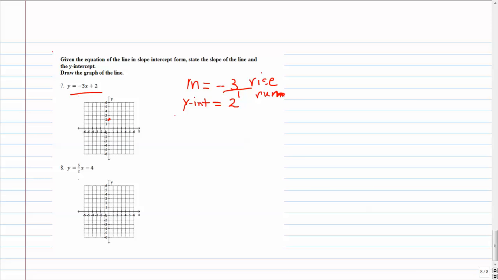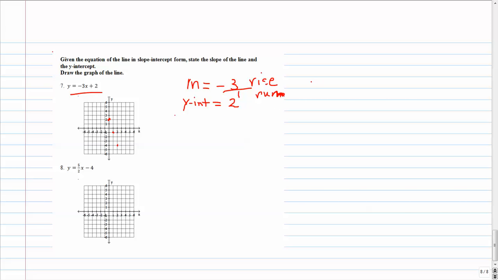Since the top number is negative, that means we're going to go down. Remember, up is positive, down is negative. Right is positive, left is negative. So from the y-intercept, we're going to go down 1, 2, 3 units. And then the run is a positive 1, which means we go to the right 1. And there is our second point on the line. Now, if I wanted to find the third one, I could just continue with this and go down 1, 2, 3 again, and then go to the right 1 and find another point on the line.